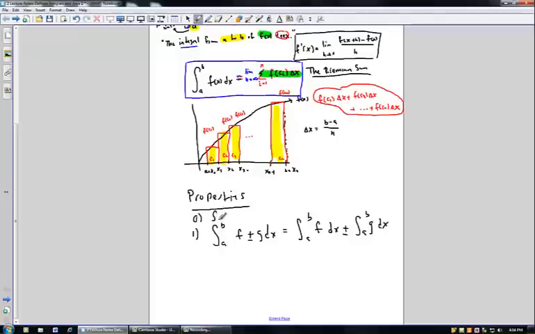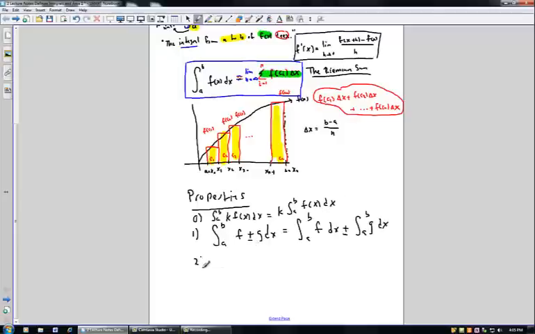You can also pull out a constant, so that's probably the first rule here. If I have the integral from a to b of, let's say, some constant k times f of x dx, you can actually pull out the constant here. So this is k times the integral from a to b of f of x dx. That's also a nice little property.